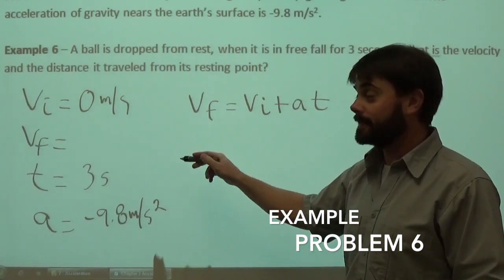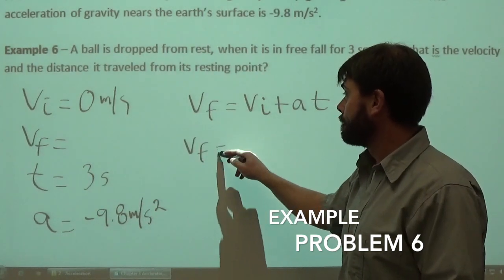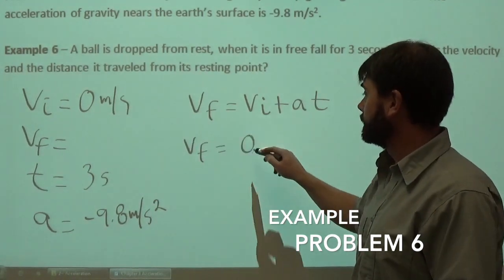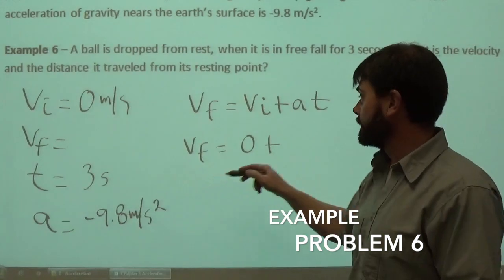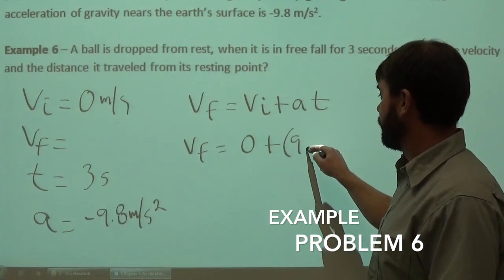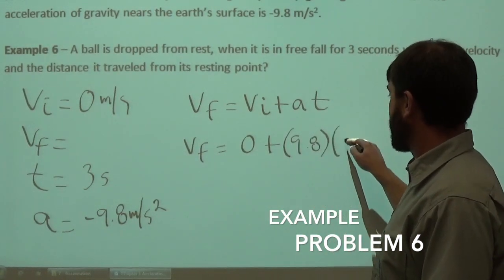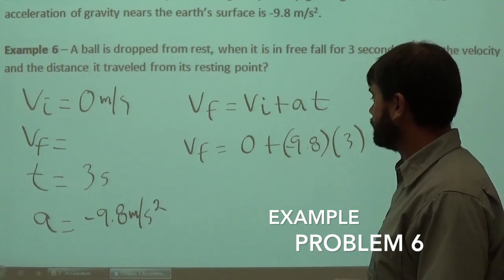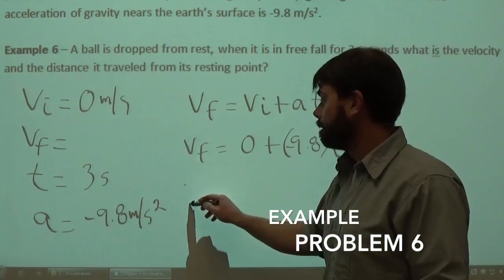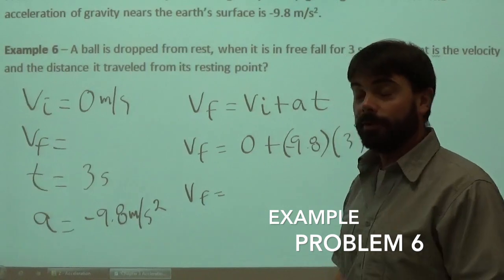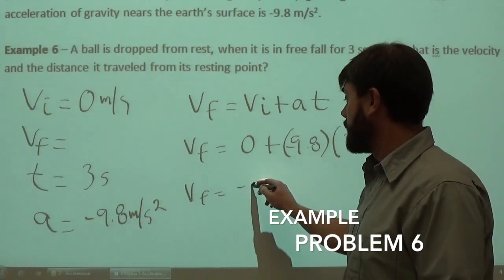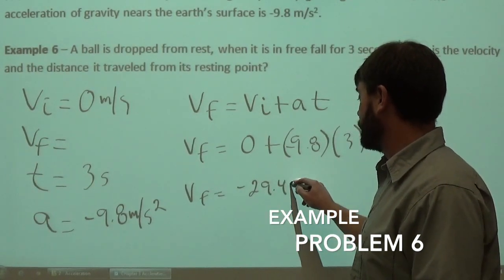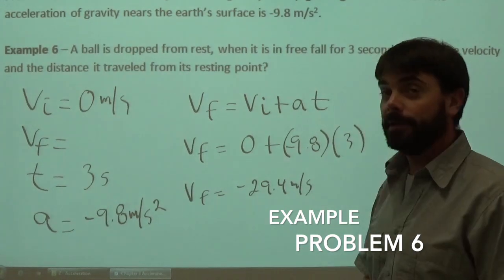To figure out how fast it's going, plug in the initial velocity of 0, acceleration multiplied by time, multiply the numbers out, and we know the velocity final is negative 29.4 meters per second.